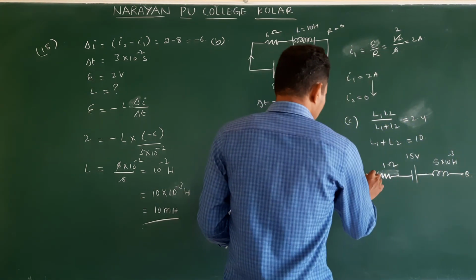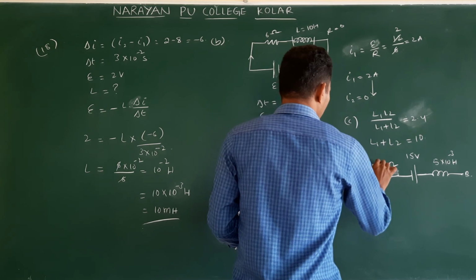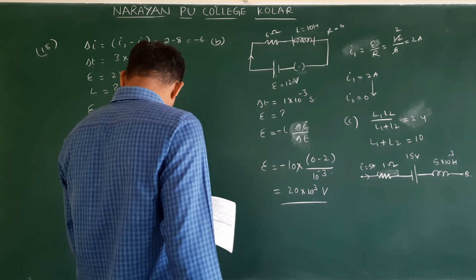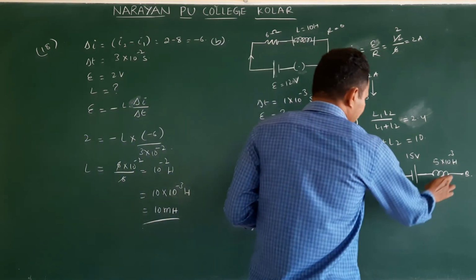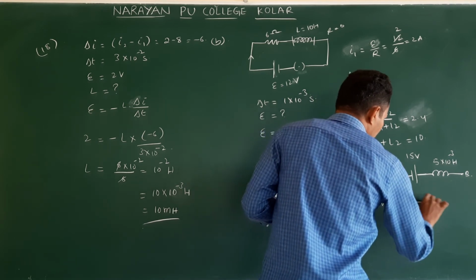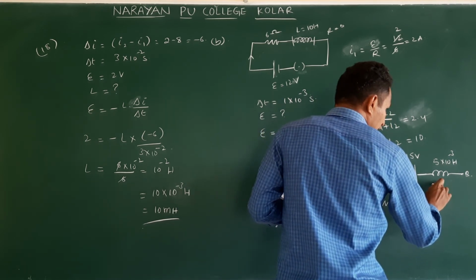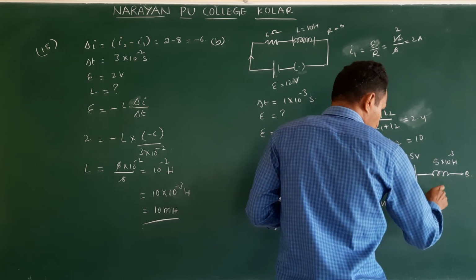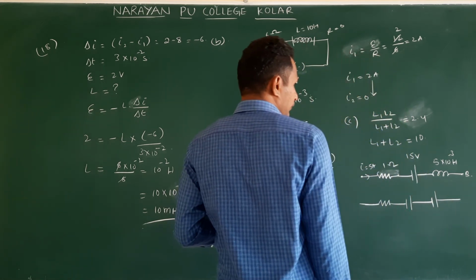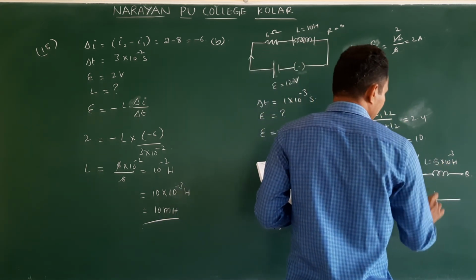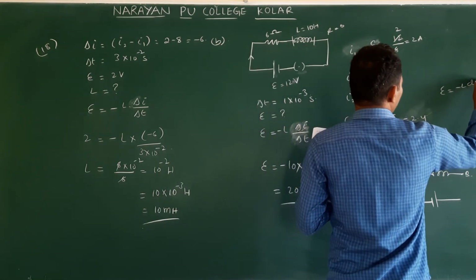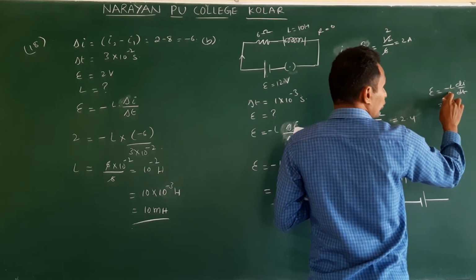What is the current flowing? I is equal to 5 ampere. Right? Current decreasing means this circuit will become like this. When current increases we have a positive polarity here, but current is decreasing, so we will get it like this. So this is the L value. We need to find the EMF here. What is the EMF formula? EMF is equal to minus L di by dt.